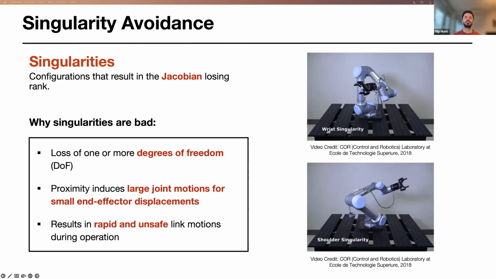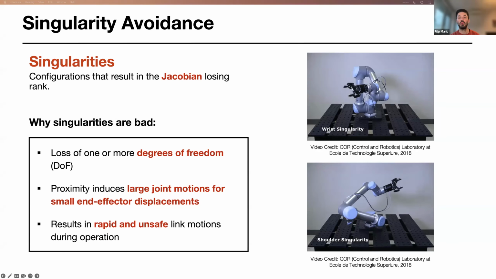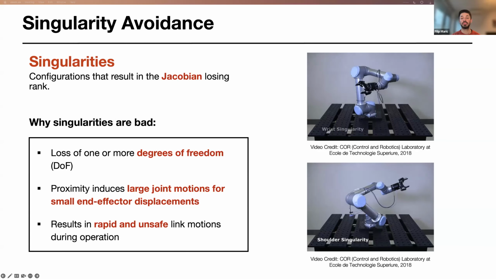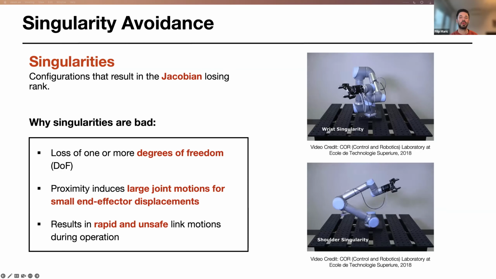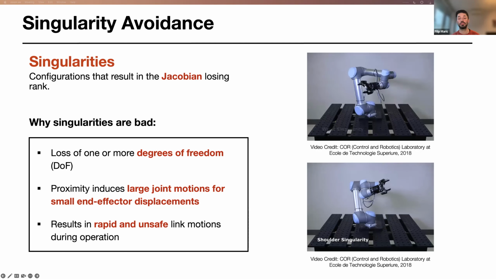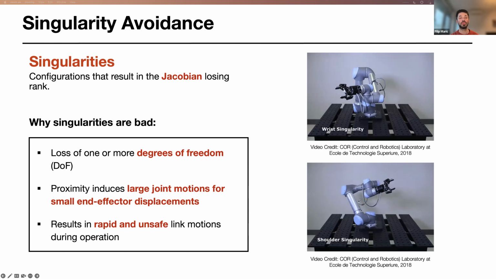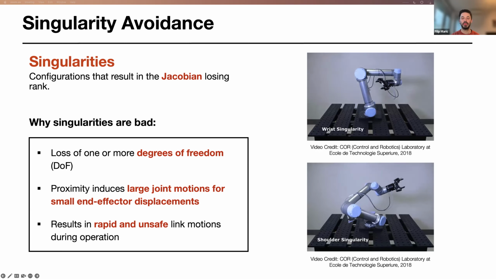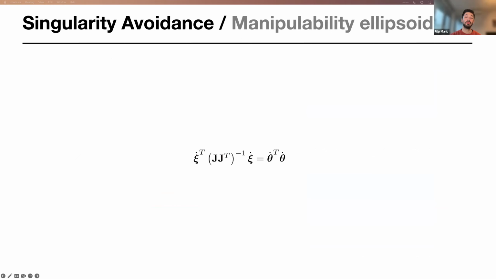So clearly we don't like singularities. They generate rapid and unsafe movement of a robot's links. At a singular configuration, the robot completely loses a degree of freedom, while even being in proximity to singularities results in the robot requiring large joint movements in order to perform relatively small motions with the end effector. So they're kind of really bad overall. Luckily, it turns out that we can use geometric reasoning to develop intuitive singularity avoidance indices that can be optimized as part of control and motion planning algorithms.